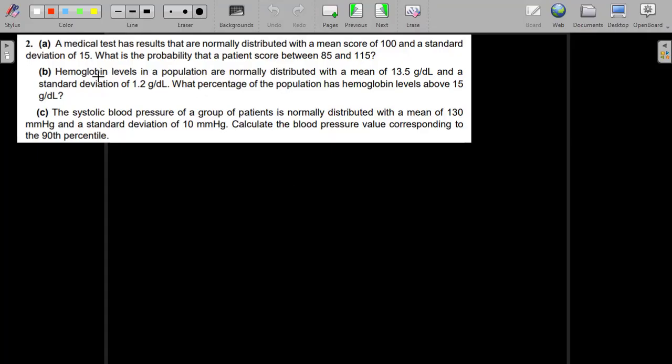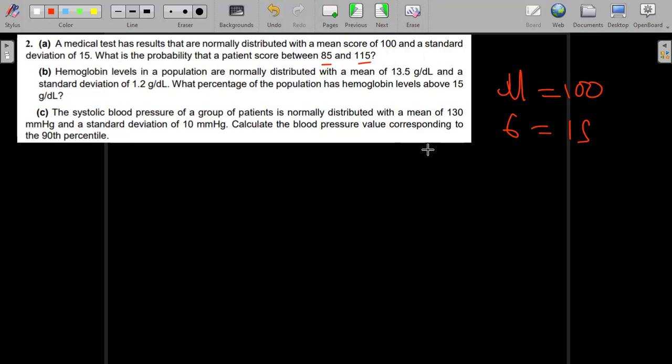All right, so question 2. They're saying a medical test has results that are normally distributed with a mean of 100 and a standard deviation of 15. What is the probability that a patient's score is between 85 and 115?